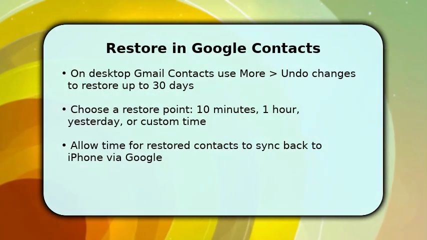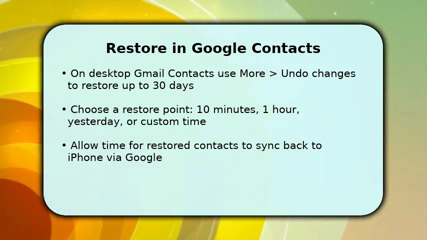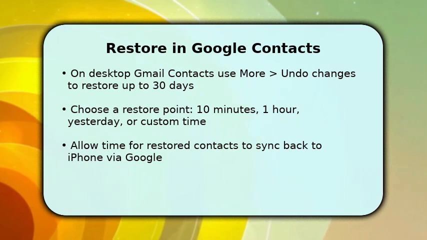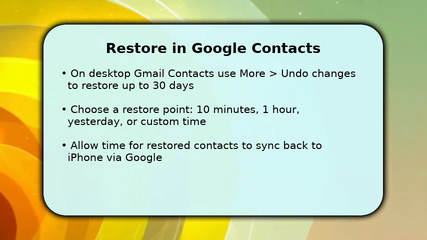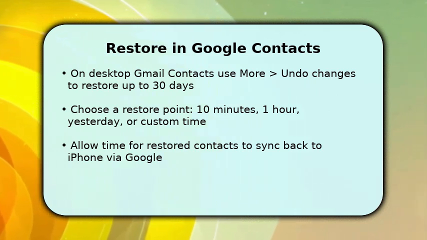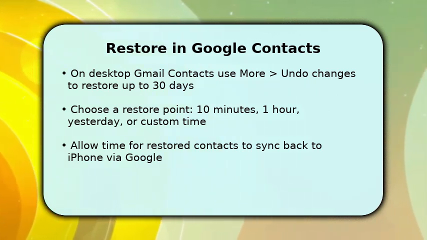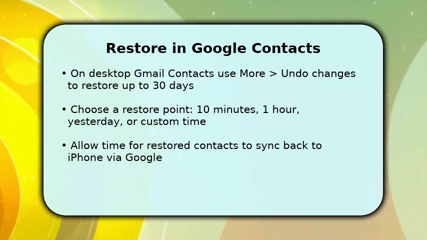Now perform the actual restore inside Google Contacts on a desktop because the Undo tool isn't in the iPhone app. Click More or the Settings gear, select Undo Changes, and pick a time window that predates the deletion. This recreates records in your Google account. Once you confirm, Google immediately restores contacts on their servers.